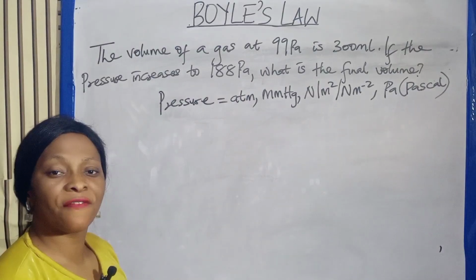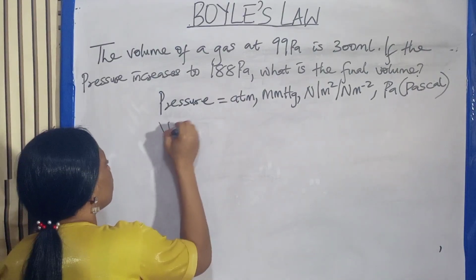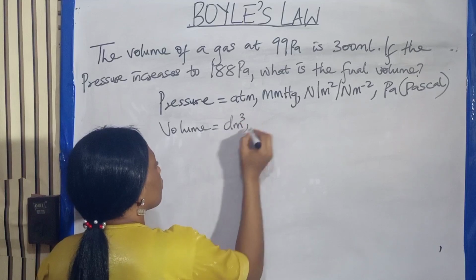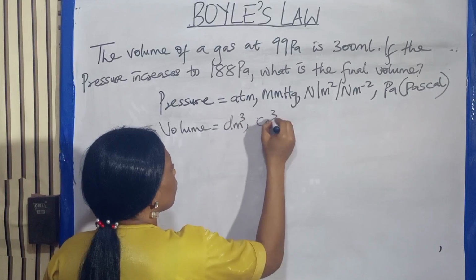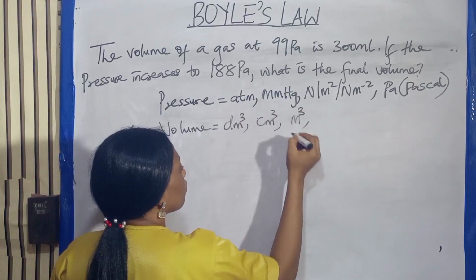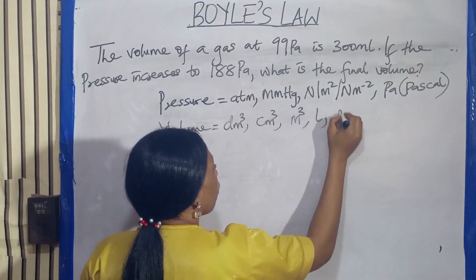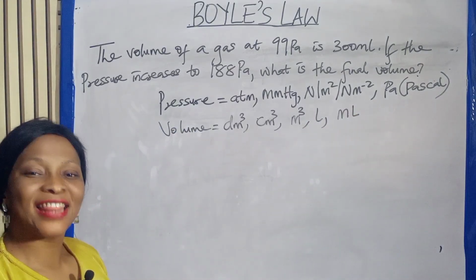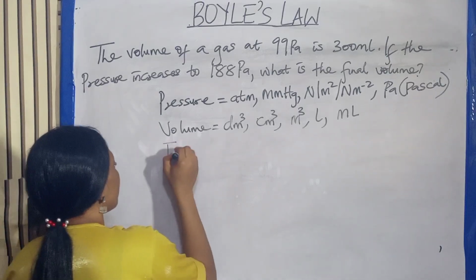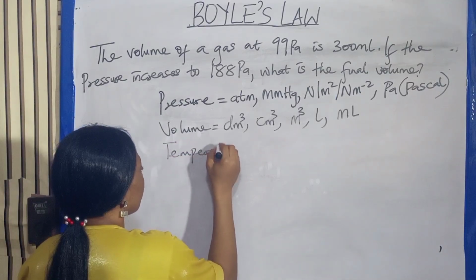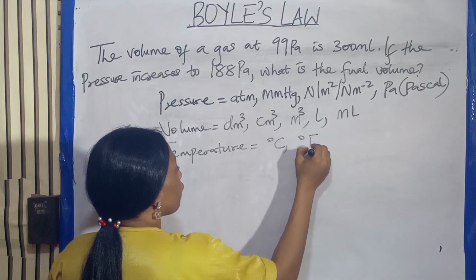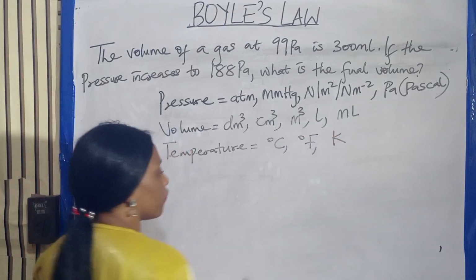Then how do you identify volume? Volume is identified by dm cube, cm cube, meter cube, liter, or milliliter. How do you identify temperature? Temperature is identified by degree Celsius, degree Fahrenheit, or Kelvin.